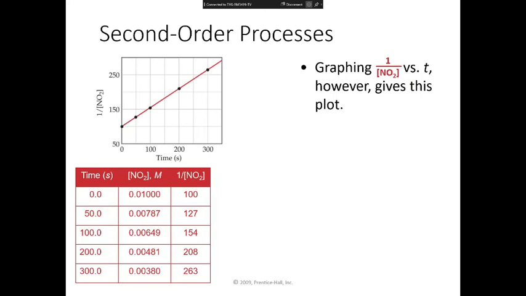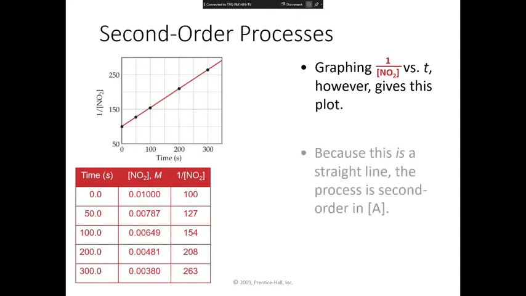But the final graph for this data, when they did 1 over concentration, that would be the graph I did in green. All right, this one gave a straight line, so you can get your rate constant from the slope of that line. Because this is a straight line, this particular reaction is second order for that reactant.